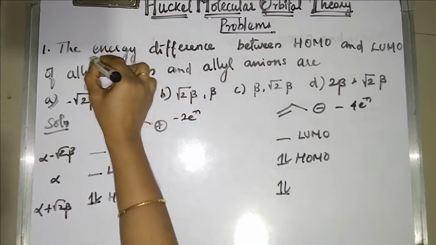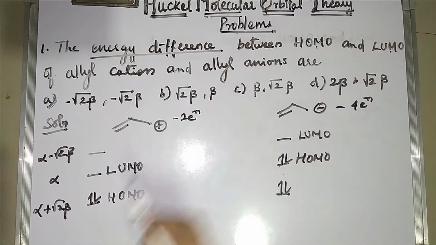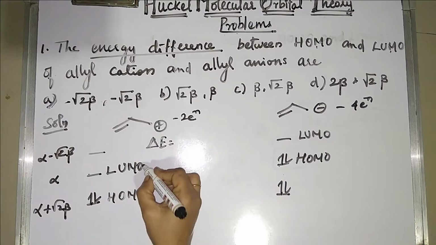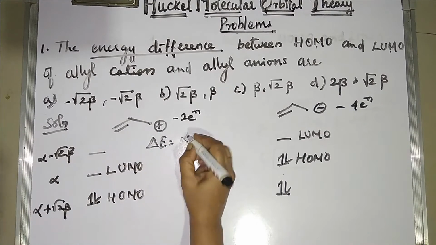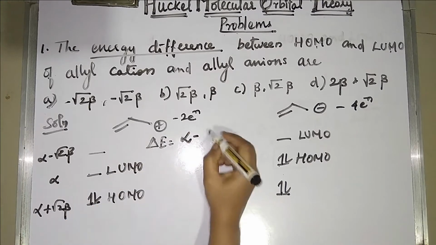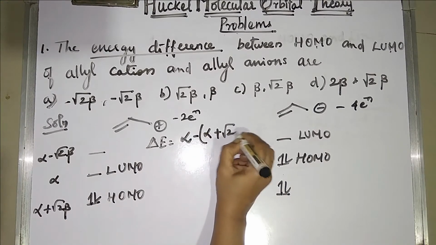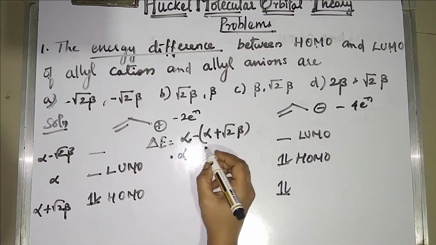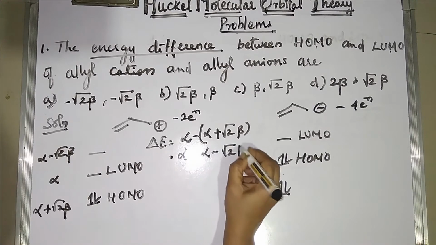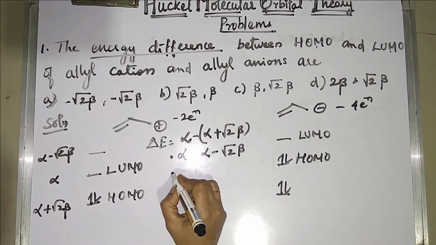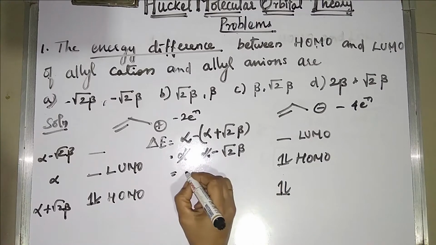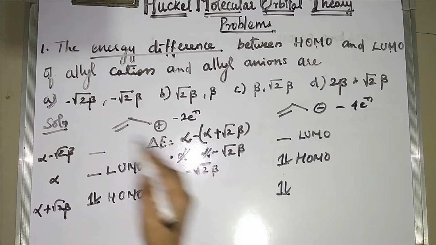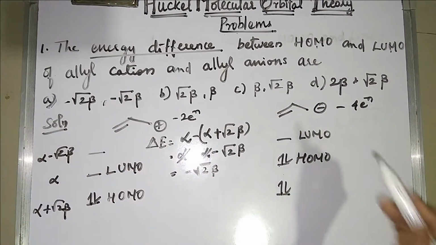They are asking the energy difference of HOMO and LUMO. The difference we need to find out. So delta E is equal to LUMO minus HOMO. So alpha minus alpha plus root 2 beta. Alpha minus, the minus sign gets multiplied in, so minus root 2 beta. The alpha will get cancelled. So the answer is minus root 2 beta. Even from this itself you can select the option, but we will find this also.